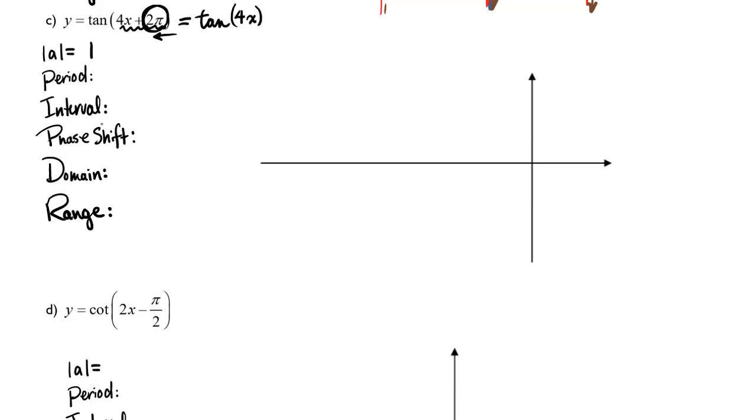The amplitude is 1. The period is going to be pi, because that's a standard period for a tangent function, divided by k, which in this case is 4. If we want to find the interval, or the starting and stopping point, for tangent of 4x, we take 4x and we put it on a standard interval from negative pi over 2 to pi over 2. And then we multiply everything by the reciprocal of 4.